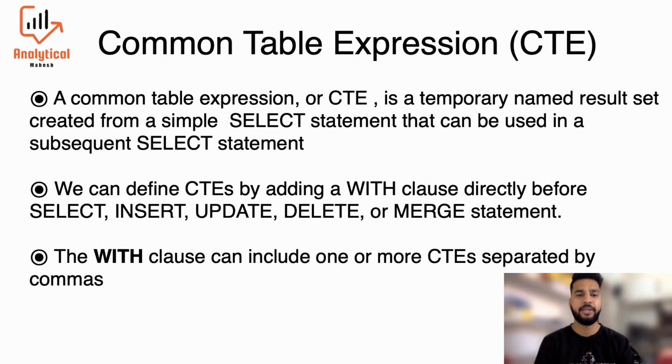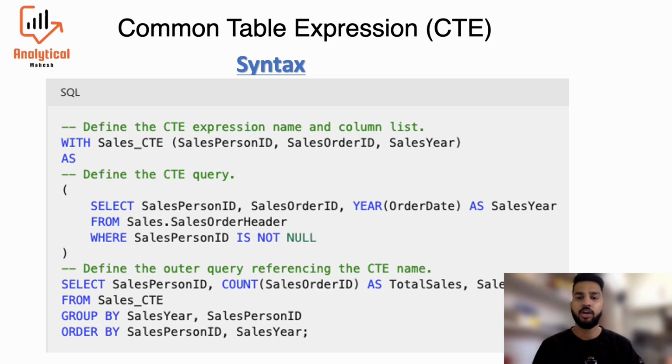A CTE is a temporarily named result set created from a simple select statement, and we can define a CTE by adding a WITH clause before a select, insert, update, delete or merge statement. The WITH clause can include one or more CTEs separated by commas. We can use multiple CTEs in one query with a single WITH clause. If we talk about the syntax, first you give your CTE temporary table name and define what data columns you want in it, and then use the select statement to fill up this table with the data you need.